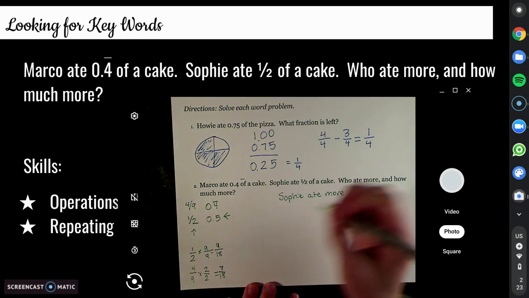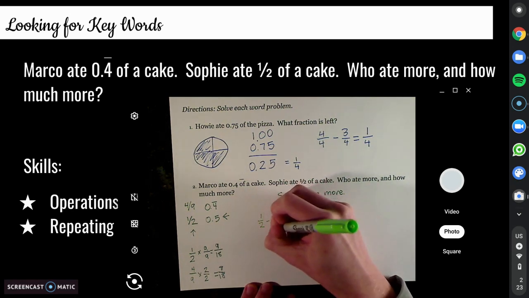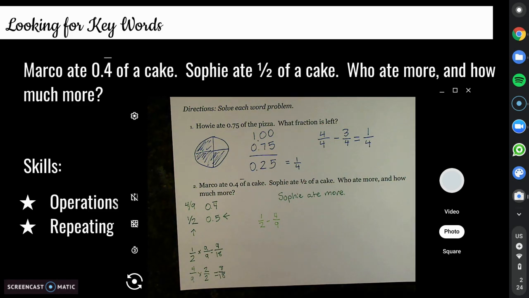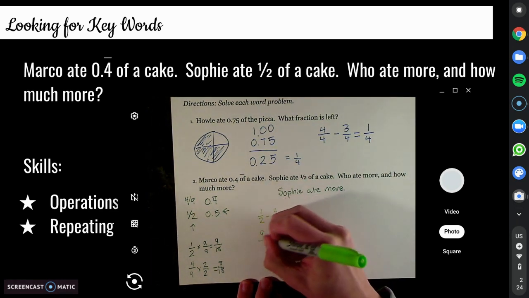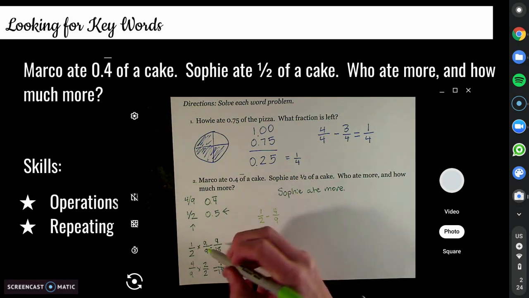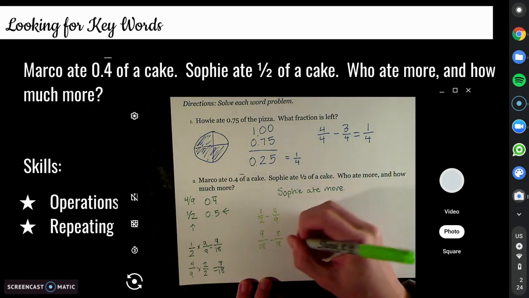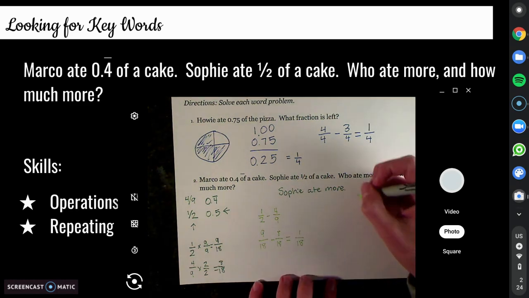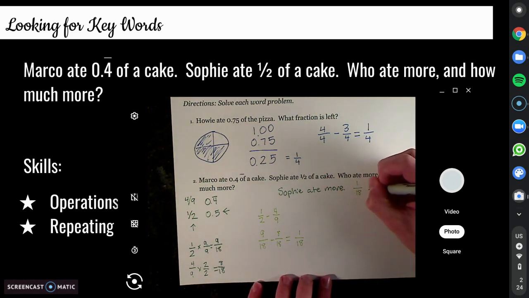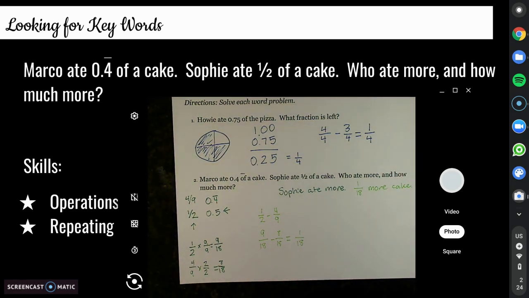Okay. So since Sophie ate more, this is 1/2 minus 4/9. We can't do that because we need to have common denominators. Luckily for us though, we already found these common denominators, right? The 1/2 becomes 9/18, right? The work is right here. 4/9 becomes 8/18. Subtract, and our answer is 1/18. So Sophie ate 1/18 more cake. And that would be your final answer.